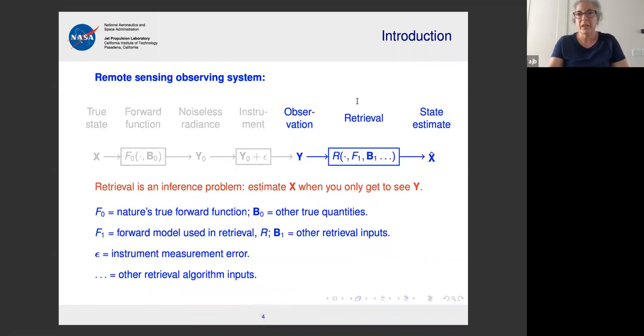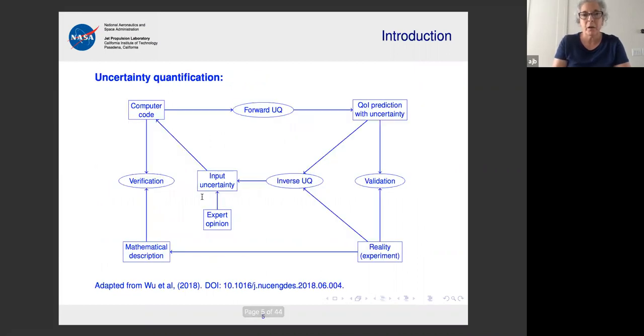When I go back to this, I'd like to point out that it seems natural that the computer code could be the retrieval. That's a big computational model. But in what we're looking at here, I would assert that the system that's being evaluated is not only the retrieval, it's actually the entire flow of the observing system, starting from the true state all the way to the end. And I'll try to make that a little bit clearer as we go on.